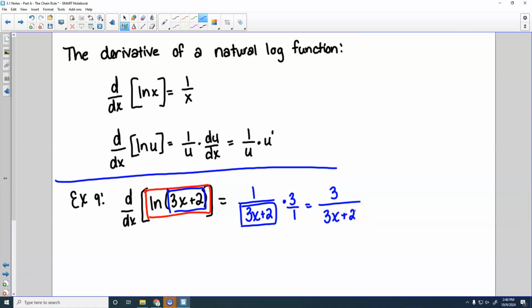Will that simplify any? Nope. I was hoping somebody would suggest it, but you cannot cancel it. Why can we not cancel the 3's? Not necessarily the x, but it's that 2 right there. If you're adding or subtracting anything to what you're trying to cancel, you cannot cancel it. So you would just leave it like this.